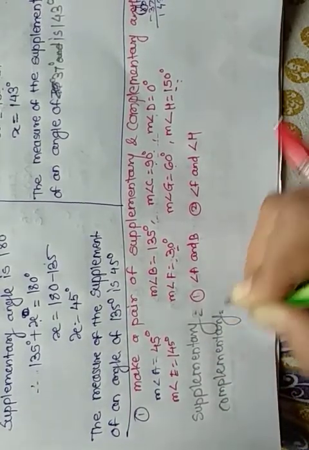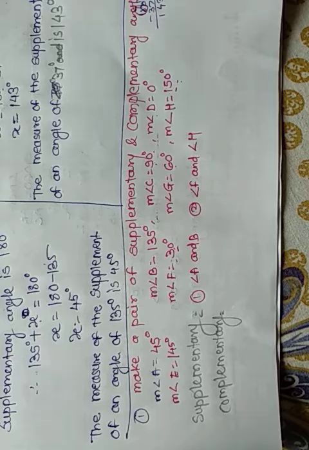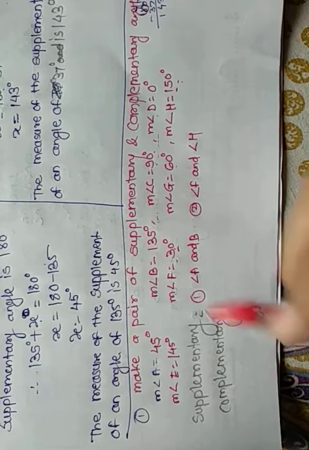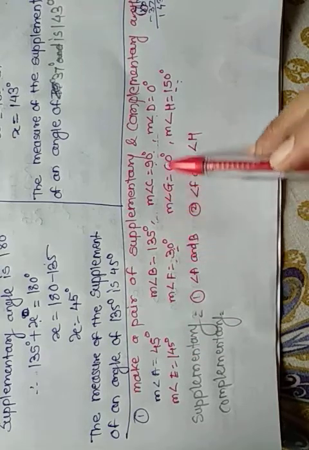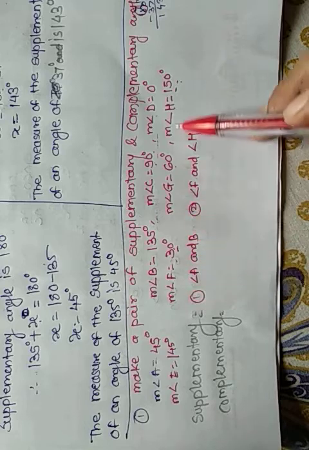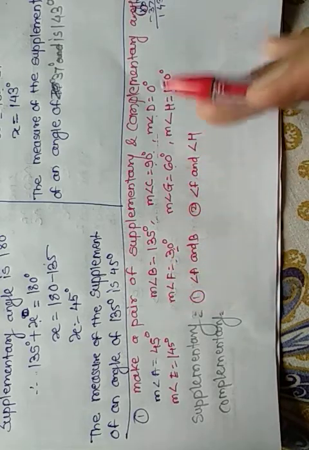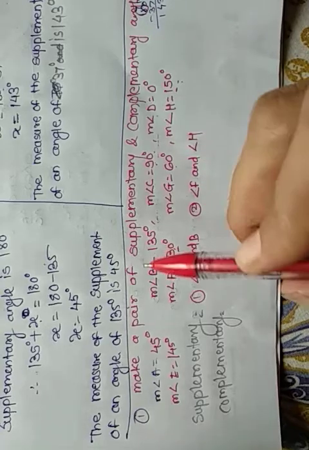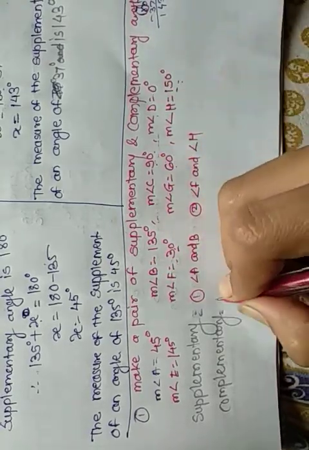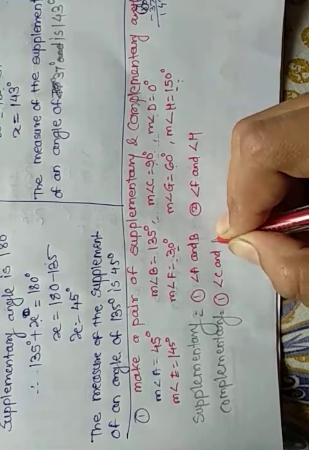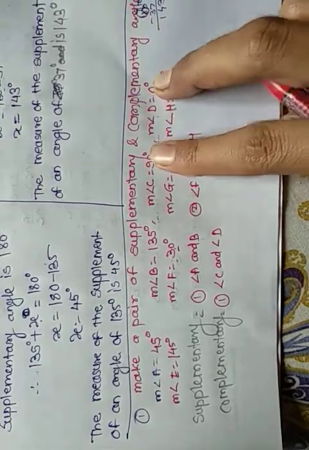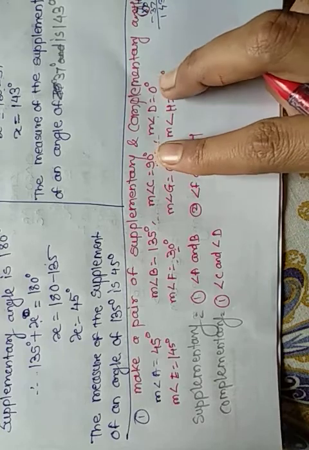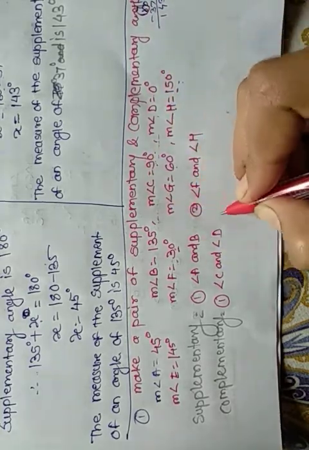Now let's find out complementary. Complementary means what? The sum of the measures of two angles is 90 degrees is called complementary angles. Complementary angles means whose sum is 90 degrees. Find out: 45 plus 45? No, there is no other one that is 45. So not. Then 90 plus 0, angle C and angle D. 90 plus 0 is 90 degrees. The addition of these two angles is 90 degrees. So C and D are complementary.